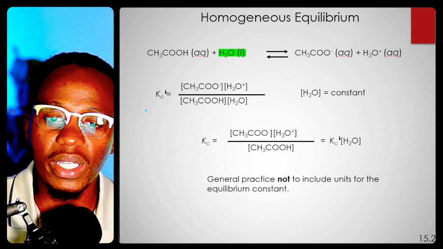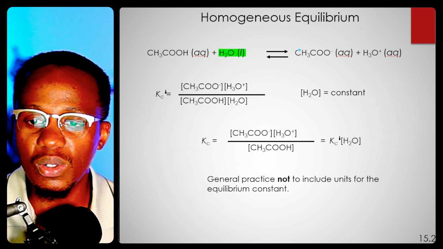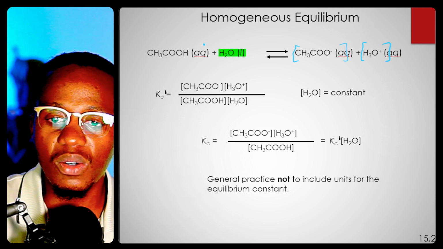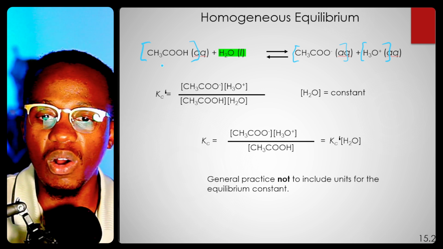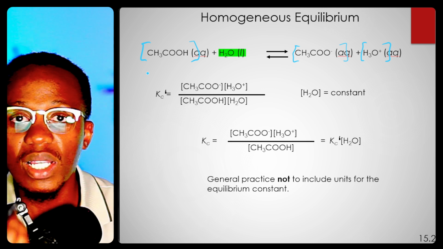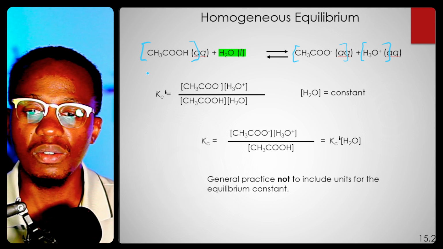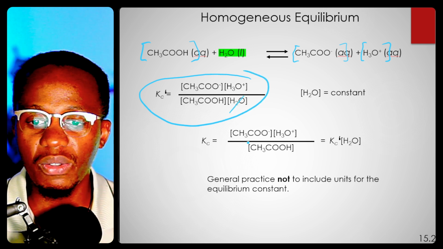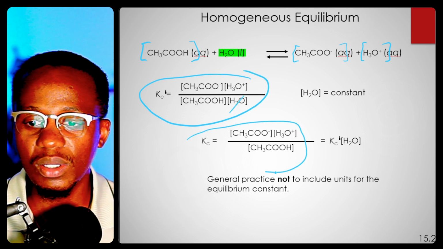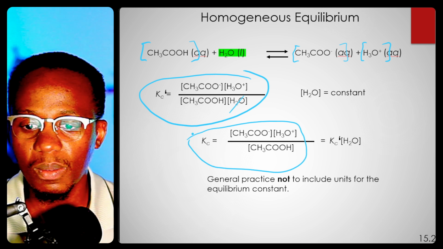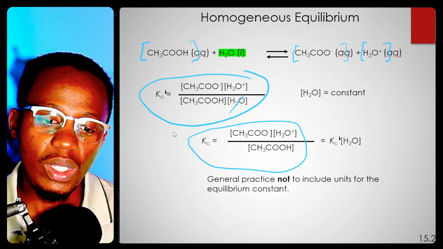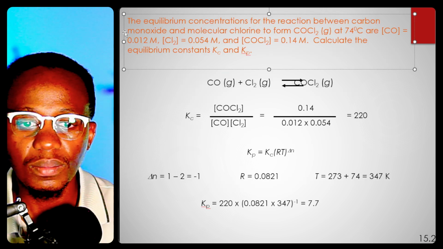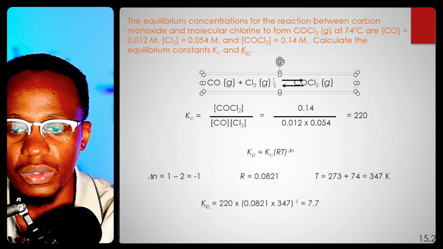So Kc or Keq of this reaction will be the concentration of this, right? Times the concentration of this over the concentration of this. So most of the time we ignore water because water is the medium, water is the solvent, water doesn't change, right? So instead of using this, we assume that the concentration of water is 1, we remove it. So Kc is going to be equal to this. All right, so we usually don't use water.